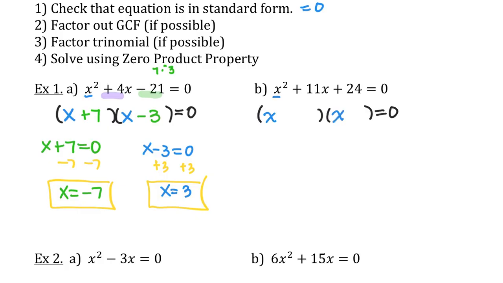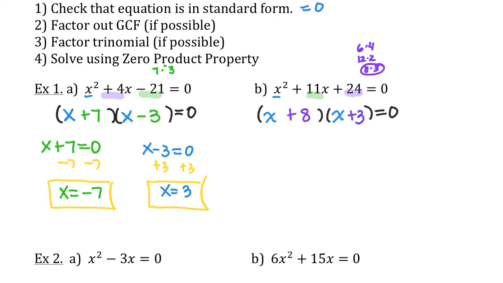Okay, I'm going to think of factors of 24, and then I'm going to make sure they add up to 11. So for 24, I could do 6 times 4. 6 plus 4 is 10. How about 12 times 2? 12 plus 2 is 14. 8 times 3. 8 plus 3 is 11. Okay, there it is. Positive 8, positive 3.